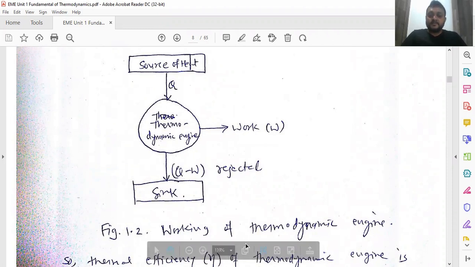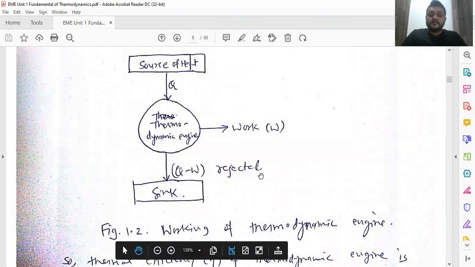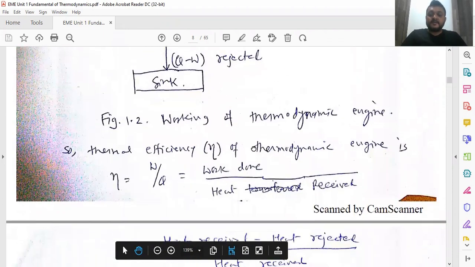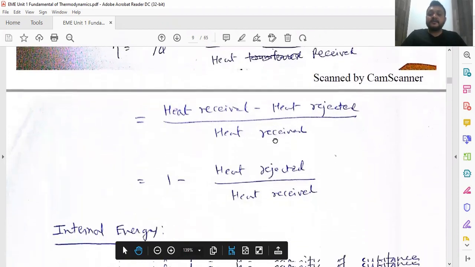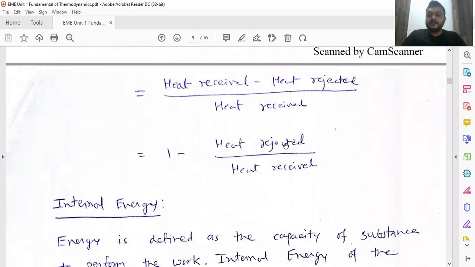So what is the work? Input minus output. From this equation, work done is equal to heat received minus heat rejected, divided by input heat received. So efficiency is 1 minus heat rejected by heat received. That is the fundamental equation for calculating the efficiency of any kind of mechanical element. So this is about the thermodynamic engine, and we will use this thermodynamic engine widely in subsequent sections.